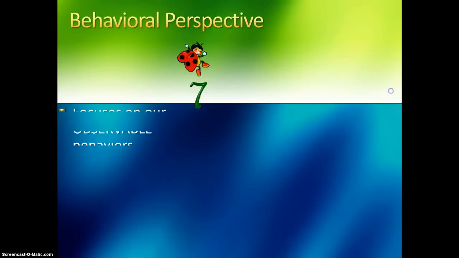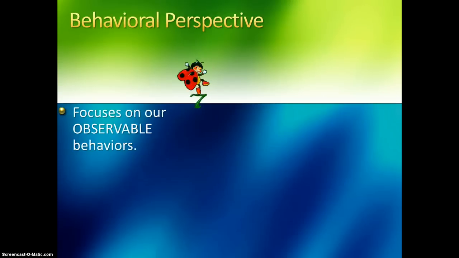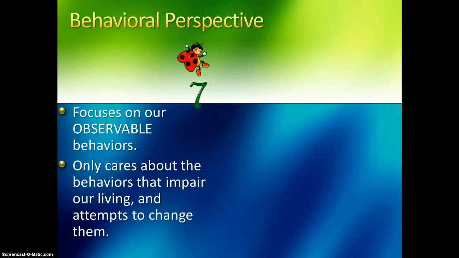The next one is our behavioral perspective. Now we're not looking at ourselves biologically. Now we're not looking at ourselves evolutionarily. We're not kind of looking inside our brains. We're focusing on what you can actually observe. So, with our little ladybug guy, we're focusing on the observable behavior: jumping up and down, smiling, having really weirdly red cheeks. And they only care about the behaviors that impair our living.